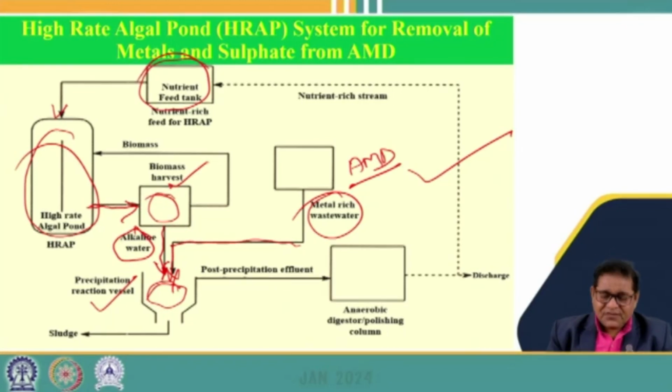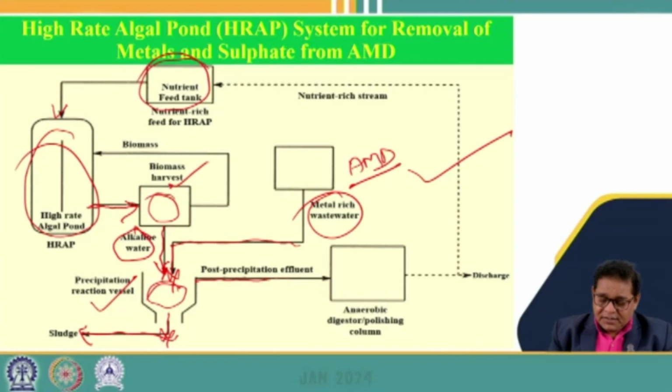And for precipitation, whatever the pH that is required, accordingly we add this alkaline water so that the pH can be raised to a particular level where these metals are precipitated in the form of precipitates or sludge, and then they are taken out for further treatment and disposal.